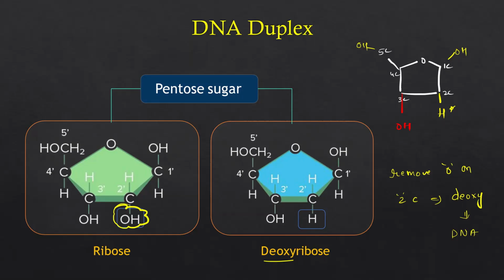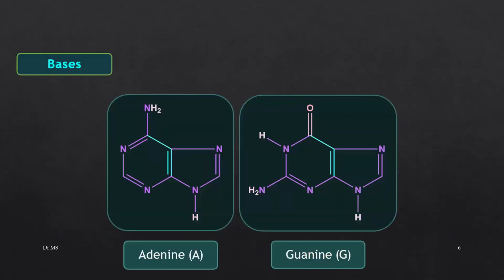Yes, sir. So that is the pentose sugar, with 5 carbons involved. Let's see the next one, the bases. Bases are of two types. One is purines, the other one is pyrimidines. One is purines.